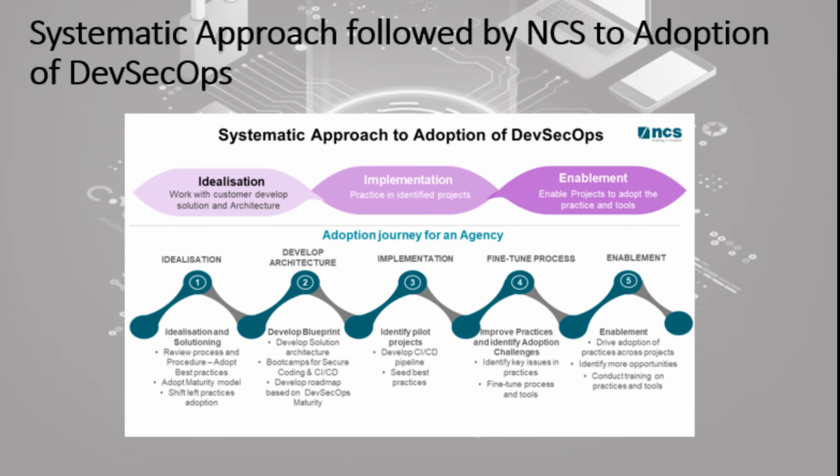The image you are seeing on the screen shows the systemic approach used by NCS to adopt cloud computing with DevSecOps methodology. The journey of the agency is divided into 5 steps, and they are ideation, develop architecture, implementation, fine-tune process, and enablement.